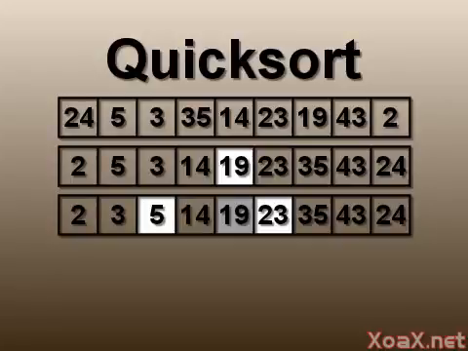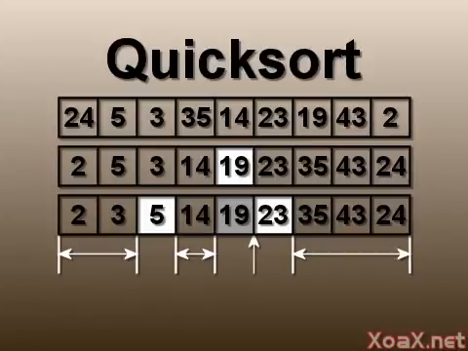After partitioning these two sets, we have a partition containing the elements 2 and 3, a partition containing the element 14, a partition between the elements 19 and 23 which contains no elements, and a partition of the elements 35, 43, and 24. We do not need to partition the sets of size 0 or 1 since they are already sorted. This leaves us with the partition containing 2 and 3 and the partition containing 35, 43, and 24.